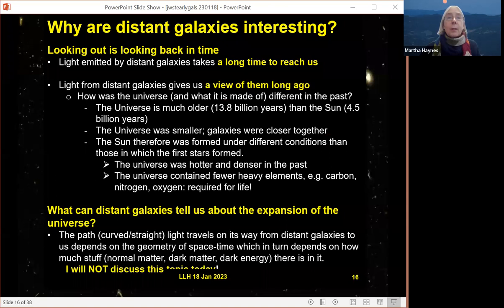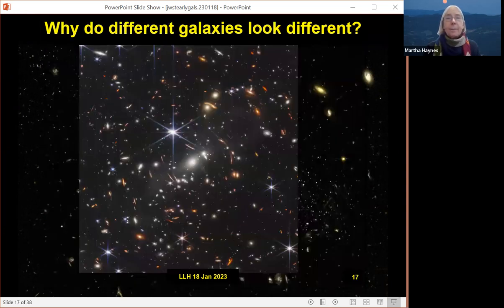Another reason that distant galaxies are interesting is that they should be able to tell us about those early epochs and how the universe was expanding at that time. This is a subject that I'm not really going to talk about today because it's beyond the scope of today's lecture. Maybe another time.